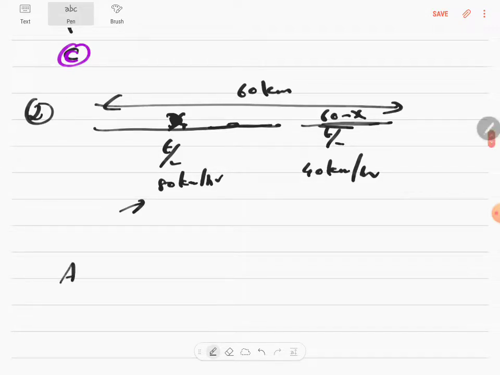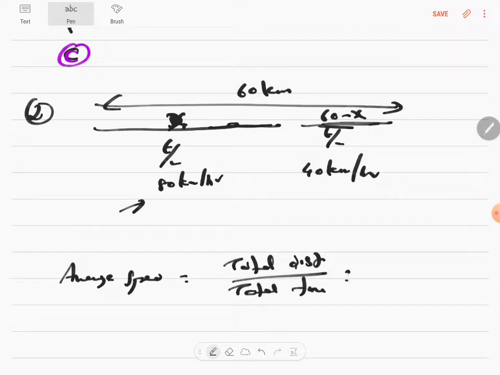You all know the average speed formula: average speed is total distance by total time taken. The total distance is 60, as you know, but you don't know the total time taken. So let's calculate the time taken. To get the time taken, let me think how we can get that. There is a speed and there is a time, which will give distance, because velocity is equal to distance by time, so distance is equal to velocity into time.